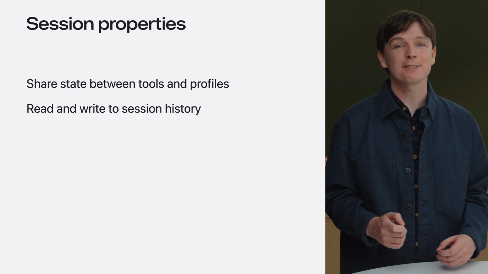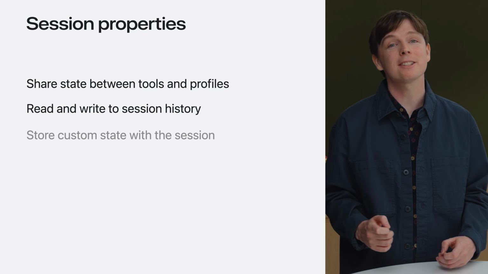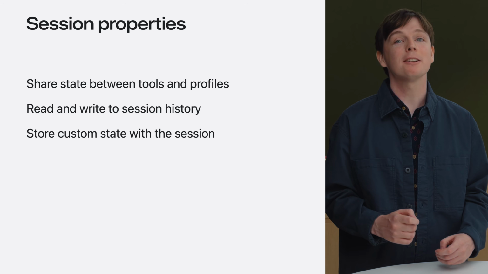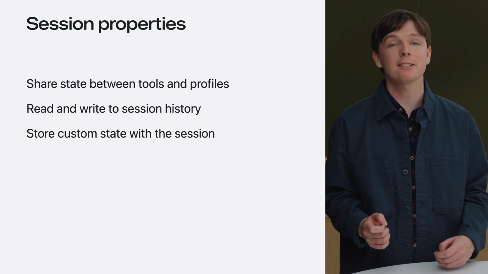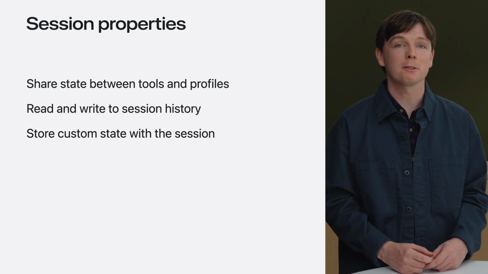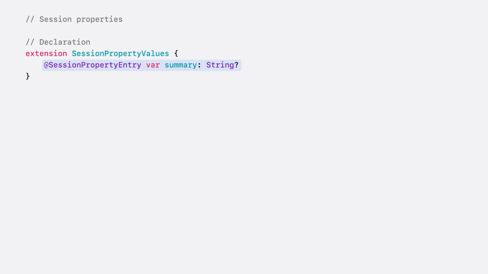In addition to history, you can also create your own session properties. Let's create a new property to store our conversation summary when onResponse is called. You can declare properties using the @sessionPropertyEntry macro within an extension on session property values. All session properties are mutable and must have an initial value. Here, we've declared our summary as an optional string.